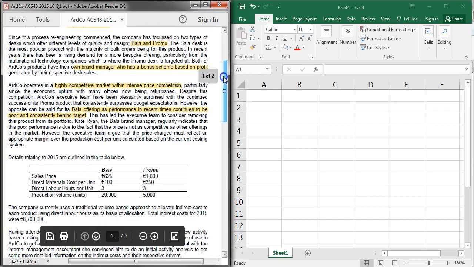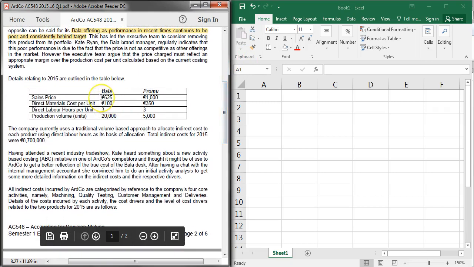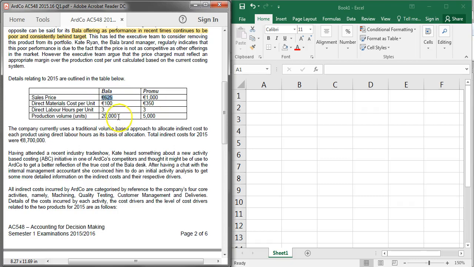And then we're given the key information, the costings for Bala and Promo. So Bala, lower price, higher volume. Promo, higher price, lower volume. The traditional system is based on allocating indirect cost using direct labour hours. So that's important. So that's for your part A, the direct labour hours will be the base for allocation, and the total overheads or indirect costs for this year were 8.7 million.